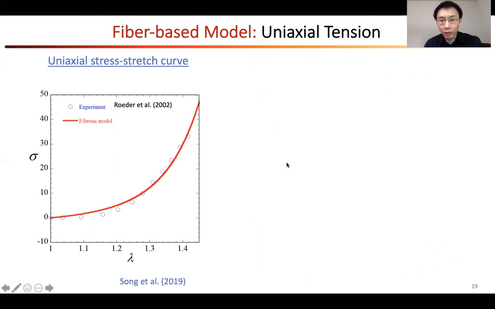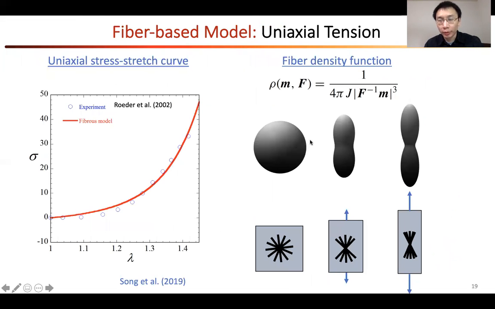And for simplicity, we assume the initial fiber distribution is random. So here I plot the fiber density function. You can see that initially the fiber density is the same for all orientations, but as you stretch the material, fibers tend to be aligned along the loading direction as the fiber density increases significantly along that direction, all right?